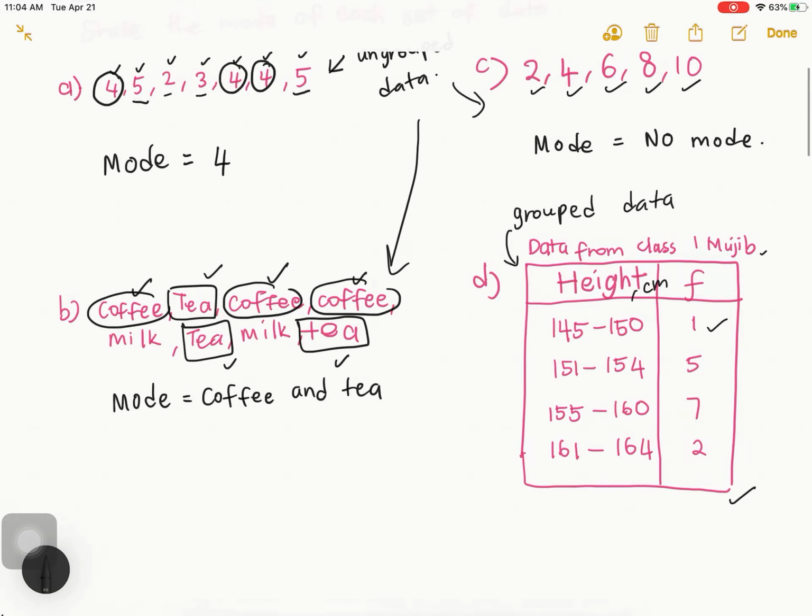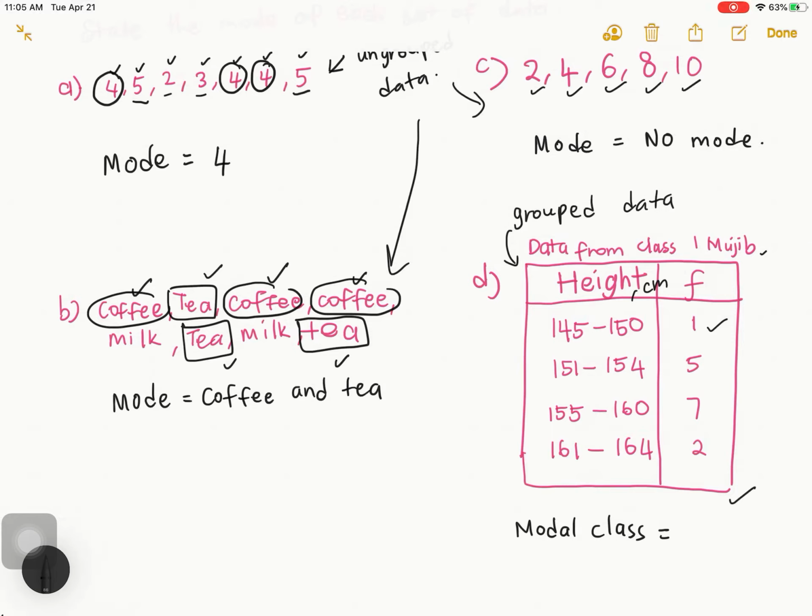161 to 164 is 2. So what is the mode now? For this one, we call it the modal class. Mode and modal class are the same. Mode is for ungrouped data. For grouped data, we call it the modal class.